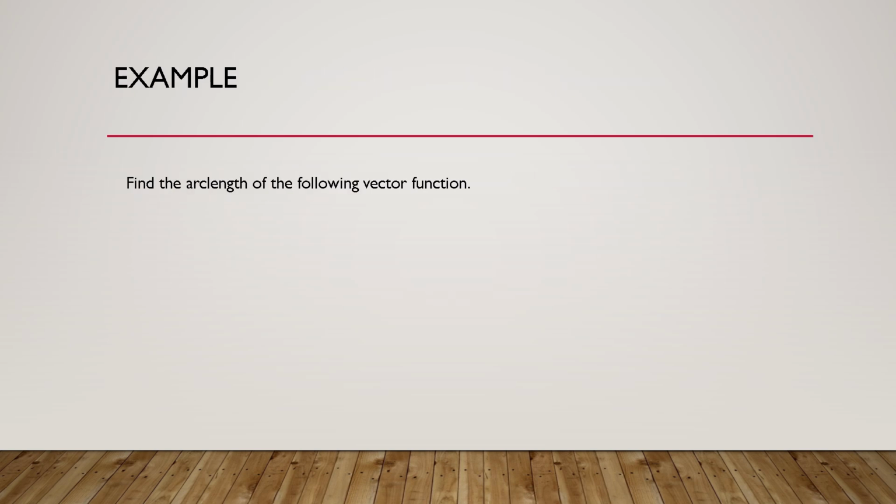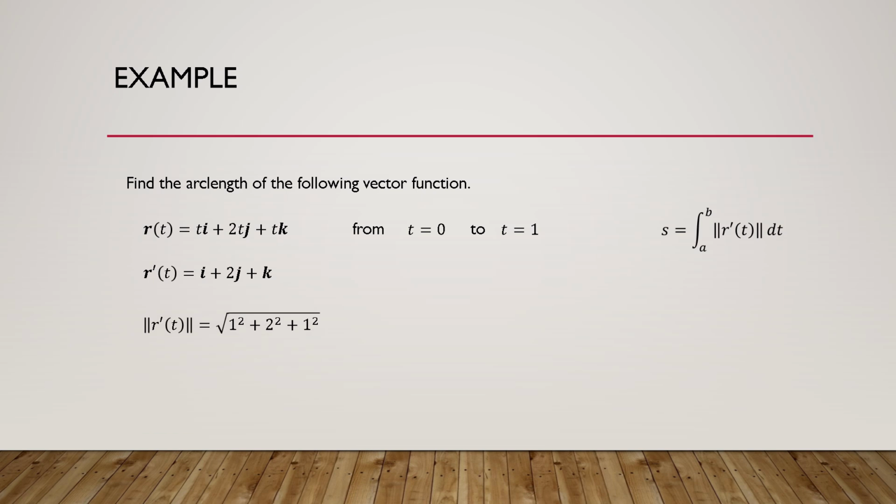For example, find the arc length of the following vector function. r of t equals t i plus 2t j plus t k from t equals 0 to t equals 1. We start with the integral for the arc length. r prime of t equals i plus 2 j plus k. The magnitude of r prime of t equals the square root of 1 squared plus 2 squared plus 1 squared. This equals the square root of 6.